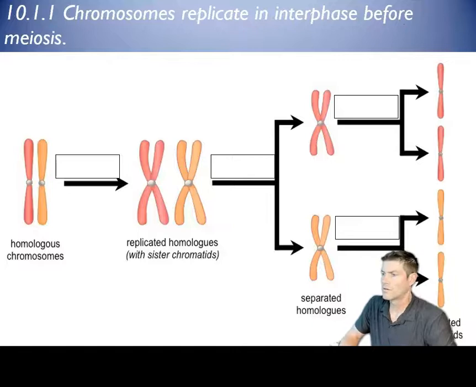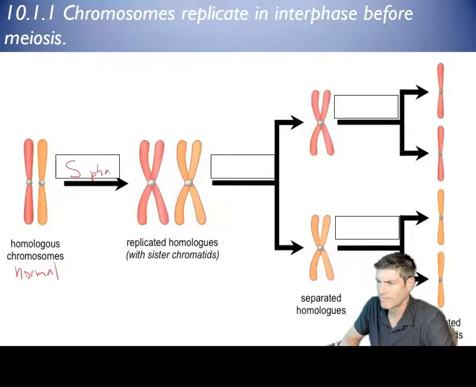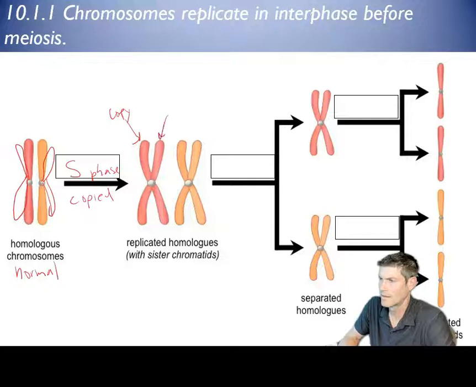All right, so before any of this happens, meiosis or mitosis or anything, you need to have replication. So this is the normal existence for our chromosomes. They're just hanging out, but then they get replicated in the S phase. Copied. And you can see that here. Each of these has grown a new half. And now we see them like this. Remember, this is a copy of the other side, so they're exactly the same.